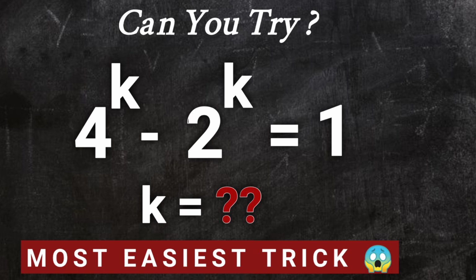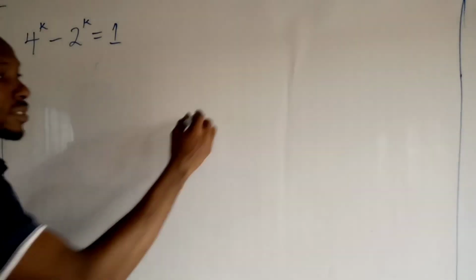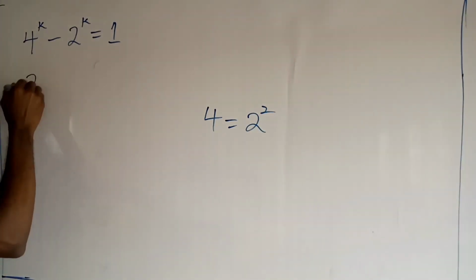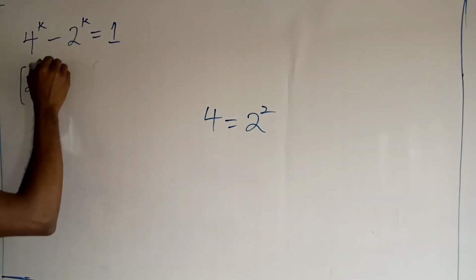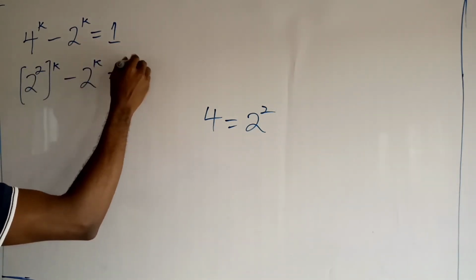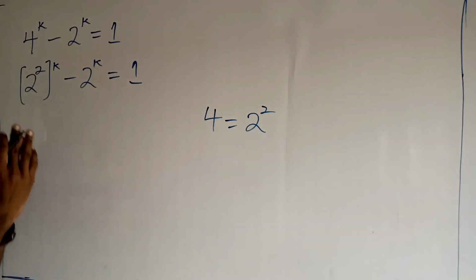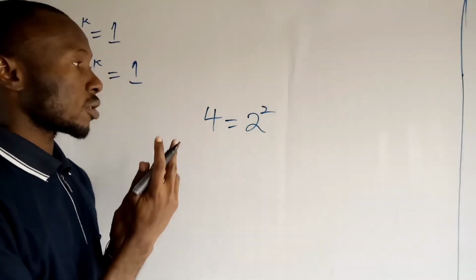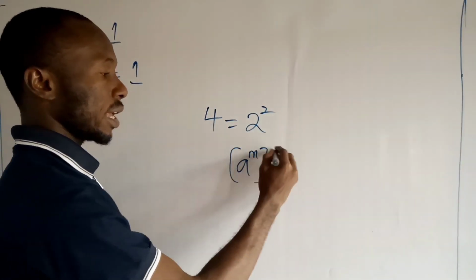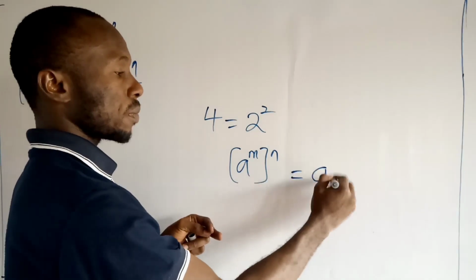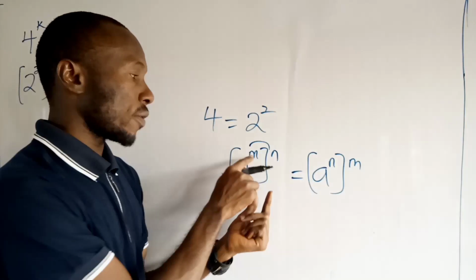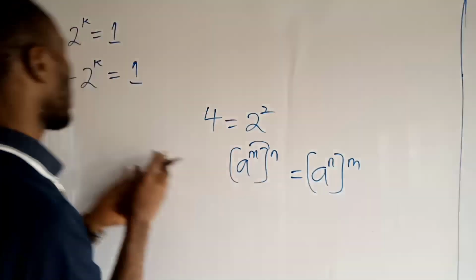Alright, the first thing you want to do, viewers, is rewrite 4 as 2 to the power 2. So this becomes 2 to the power 2, all to the power k, minus 2 to the power k is equal to positive 1. That is what we just did. Also remember the law of indices that says if you have a to the power m, all to the power n, you can write it as a to the power n, all to the power m, as if you are swapping the position of the exponents. It's very possible, so that's what I'm going to do right here.